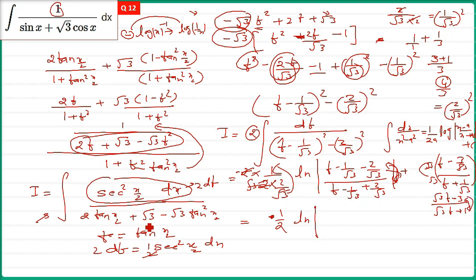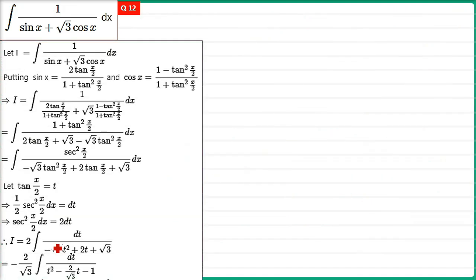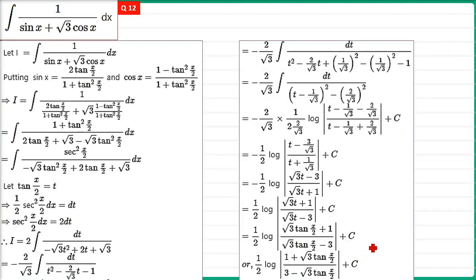What was t earlier? tan x by 2. So root 3 into tan x by 2, and plus 1 goes up. So |root 3 tan x by 2 plus 1 divided by root 3 tan x by 2 minus 3| in the modulus sign plus constant of integration. So this is the final result which we were talking about. This is the final result, and you need to write almost like this. The clarity, the different assumptions we have taken, the different formulas we have employed, all that needs to be registered here in order to give a complete solution.